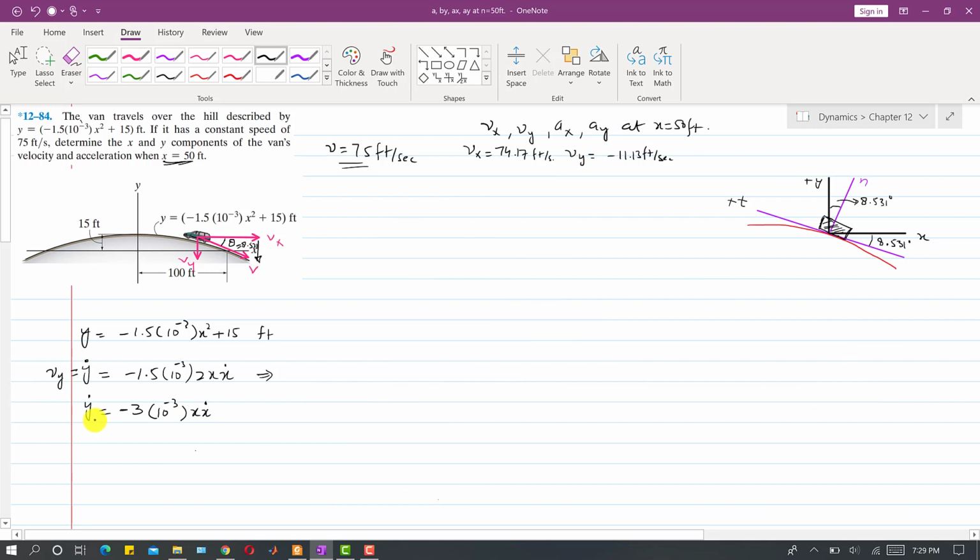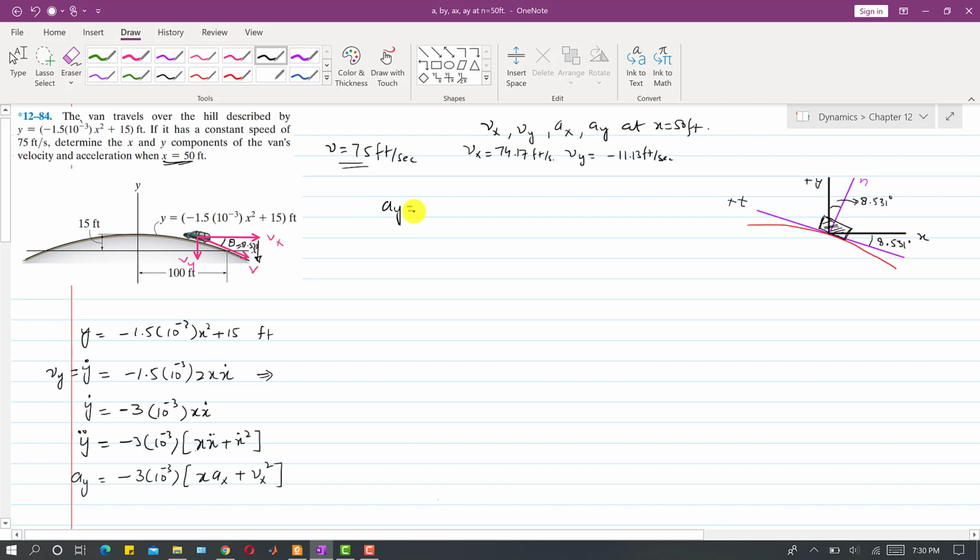To find the acceleration components, we have to take the second derivative of this y of x function. So this is the first derivative, so we will have to take another derivative, so this will be y double dot, and then this will be minus 3 times 10 raised to power minus 3, and then we have to apply the product rule to this. So this will be x double dot plus x dot square, so this will be ay, and this will be minus 3 into 10 raised to power minus 3, this will be x, and x double dot is ax, and this is vx whole square. So now I can write this like this.